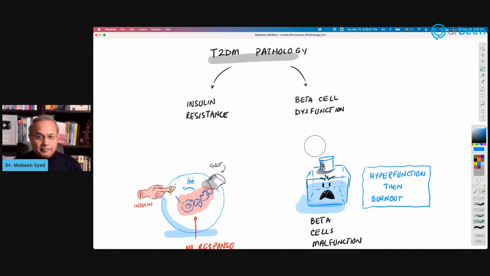So let's see. Type 2 diabetes mellitus. I'm not talking about type 1. I'm not talking about genetic factors. I am going directly to the mechanism that is broken in diabetes. In type 2 diabetes, there are two basic problems that occur: insulin resistance and beta cell dysfunction. And let me explain it in just 5 seconds here, and I think that would cover the whole story.